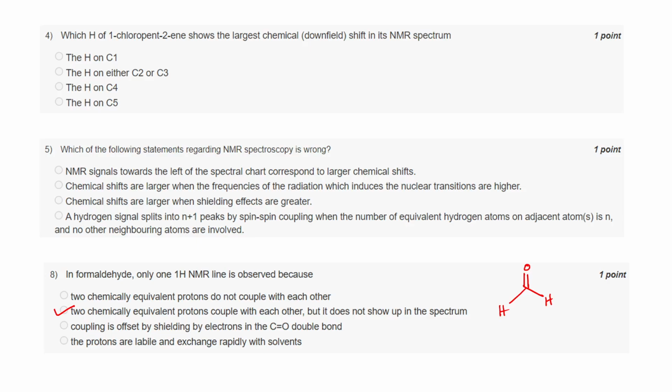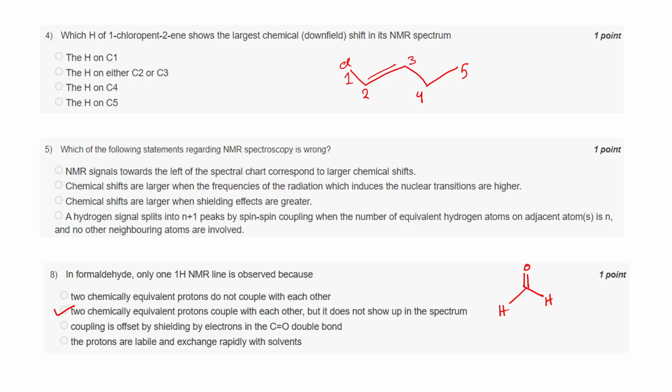Which H of 1-chloropent-2-ene? So the structure looks like this. At the first position there is chlorine, and at the second there is a double bond, then 3, 4, 5. Pentene means 5 carbons are there. Now they are asking which carbon will be most downfield, or has the largest chemical shift. What do you think? One, two, three, or four?